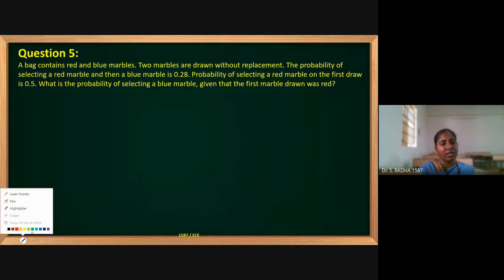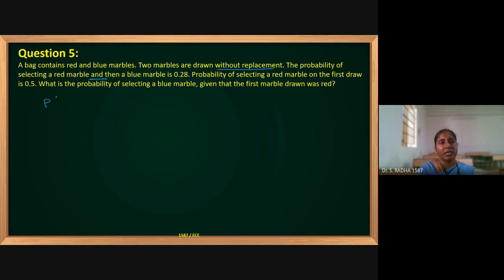Now I am going to the next problem. A bag contains red and blue marbles. Two marbles are drawn without replacement. The probability of selecting a red marble and then a blue marble is 0.28. This is 'and'.